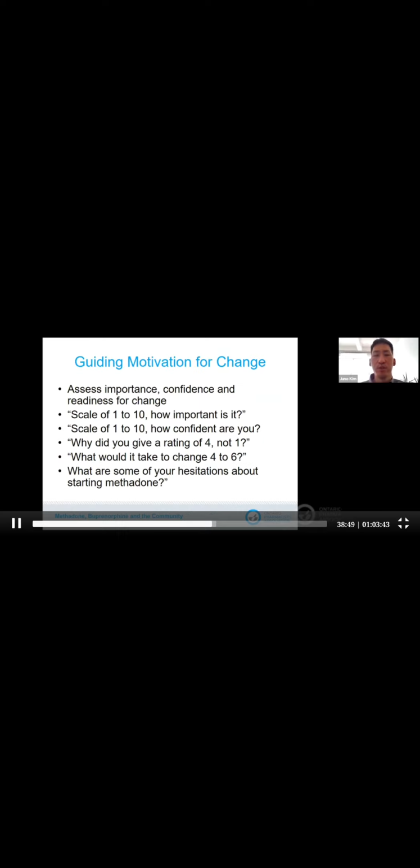And you can use something called change rulers. Change rulers are helpful for assessing importance, confidence, and readiness for change. Examples of that would be, on a scale of 1 to 10, how important is it? Or how confident are you? Depending on the number they give you, you can explore that more. If they said 4, you would ask, why did you give a rating of 4 and not 1? And also, what would it take to change 4 to 6?